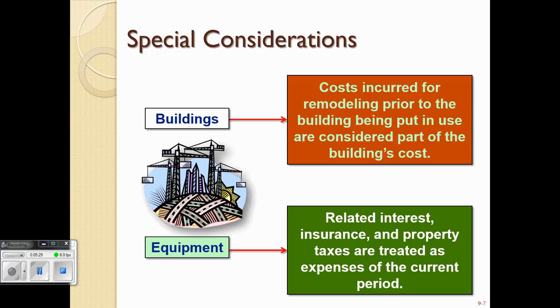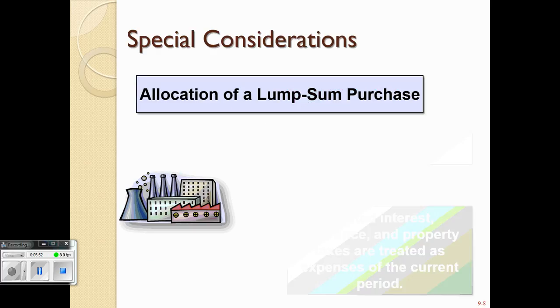And finally, equipment includes the interest, the insurance, property taxes, which are all going to be treated as expenses right away. So I'm going to include the cost of the equipment, and all the costs to get it ready for use. But things like insurance and property taxes are going to be expenses in that current period and are not going to be depreciable.